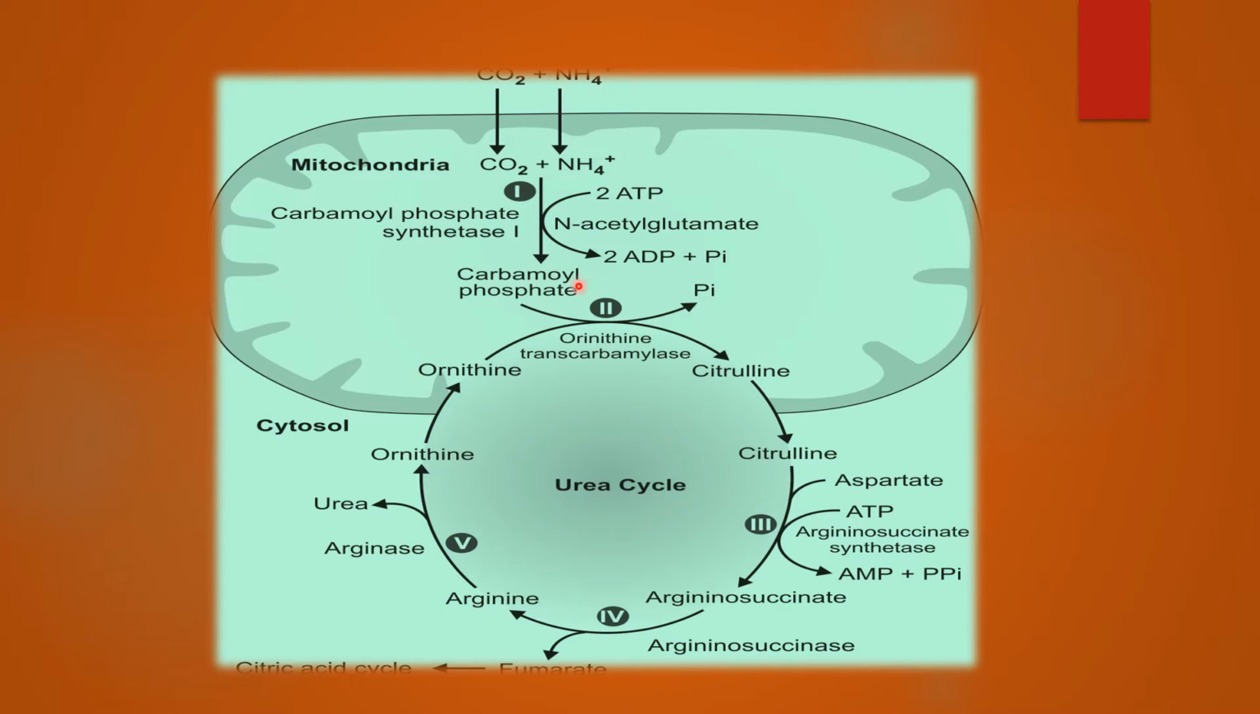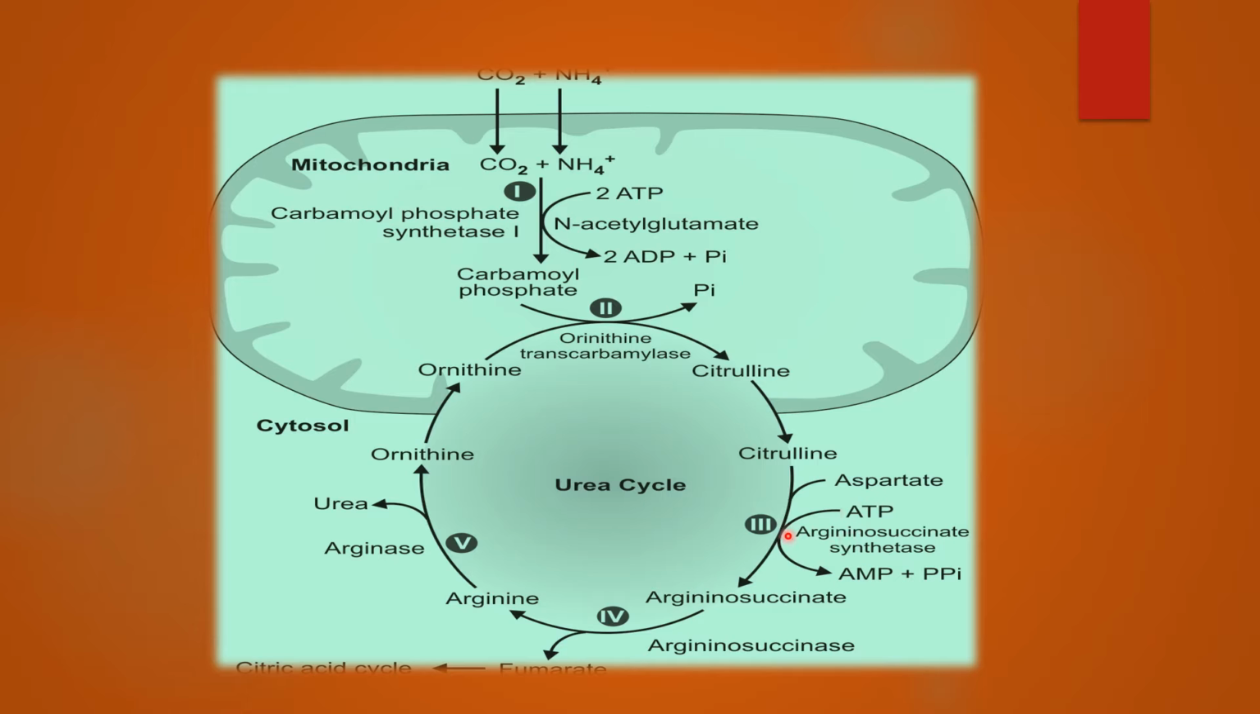Further, carbamoyl phosphate is converted into citrulline in the presence of ornithine, and this ornithine comes from the cytoplasm via the ornithine transporter. This ornithine condenses with the carbamoyl phosphate in the presence of the enzyme ornithine transcarbamylase. Citrulline, once formed, is shifted to the cytoplasm. In the cytoplasm, citrulline combines with aspartate, leading to the formation of argininosuccinate.